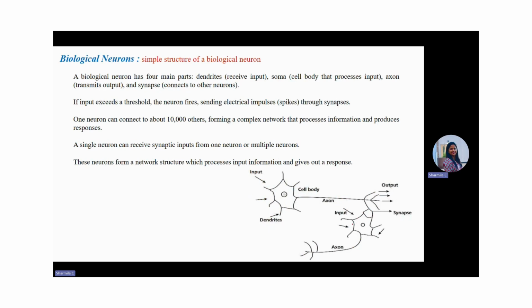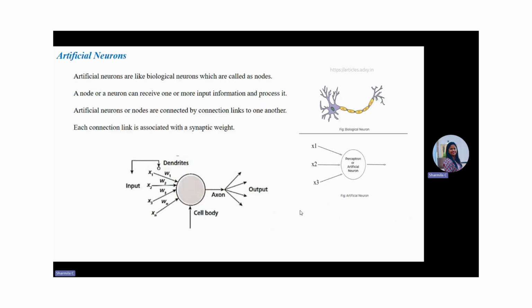to connect to other neurons, because a human brain consists of millions upon millions of neurons, and each neuron is capable of connecting to more than 10,000 other neurons, and a particular neuron can receive input not only from a single neuron but from multiple neurons. Finally, any neuron is used to process the information that is received as an output and gives the response. So, taking this into consideration, the artificial neural network has been mimicked, and we have the artificial neurons, which are also called nodes in artificial neural networks.